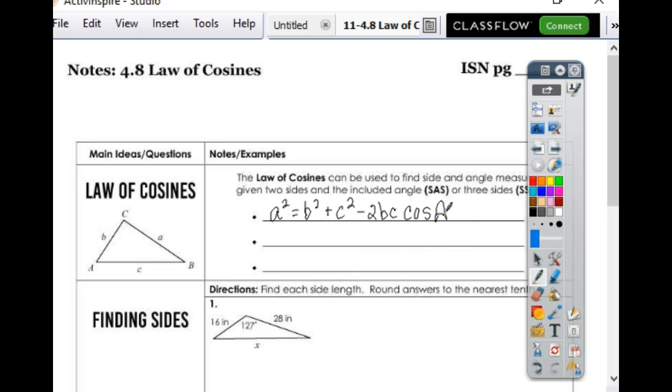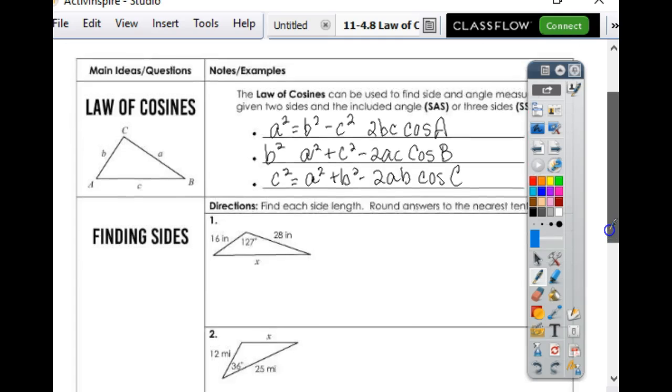So watch. If I have b squared, now I'm going to use the other two, a and c, and then 2 times a and c, and then cosine of which angle? B. So these always match. If I want c squared, I'm going to use the a and the b, and the cosine of C. This is for side-angle-side, and when I have three sides.